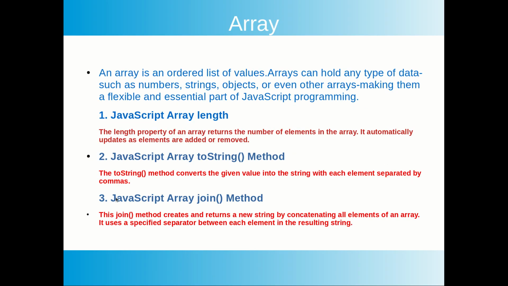So my third method is the JavaScript array join method. This join method creates and returns a new string by concatenating all elements of an array. It uses a specific separator between each element in the resulting string.